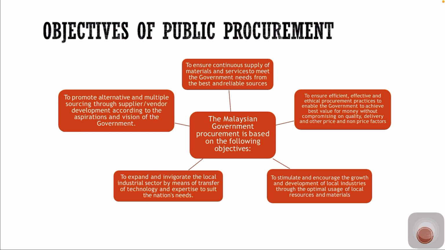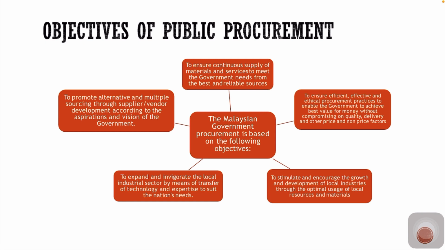And last but not least, the main objective of public procurement is to promote the alternative and also multiple sourcing through supplier or vendor development according to the aspirations and vision of the government. So again, kita dah kata tadi, kita nak dapatkan the right supplier at the right price, betul tak? So in order for the government to purchase something, they have to be fair. Maksudnya tak ada beli daripada kau punya kroni sendiri.